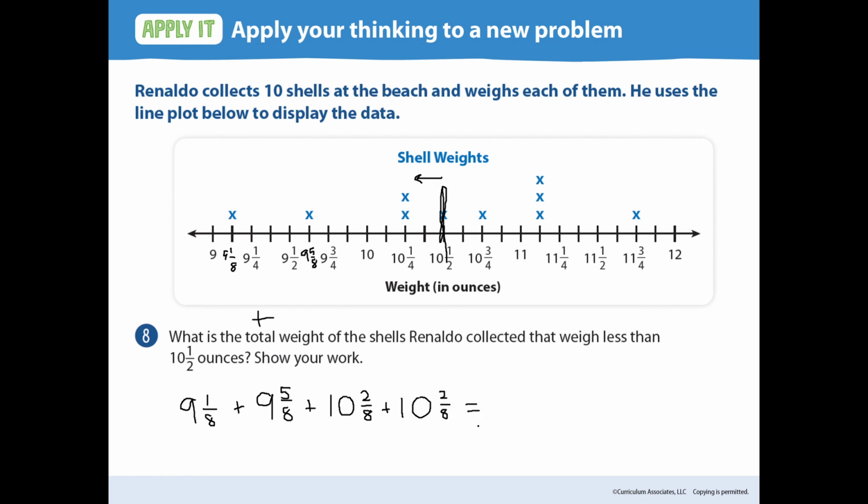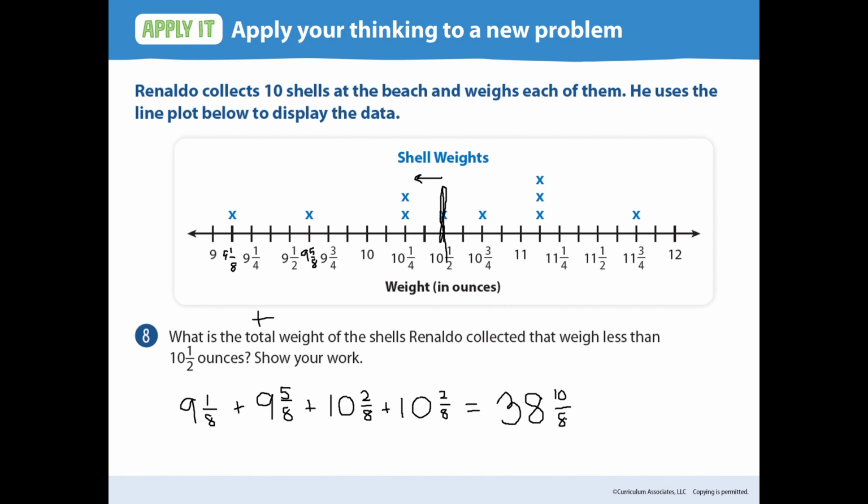So adding these together, let's add the whole numbers here. So 9 and 9 is 18, and then 10 and 10 is 20. So 10, 20, 38 is our whole number. And when we add our fraction parts together, we have 5, 6, 7, 8, 9, 10. So 38 and 10 eighths.